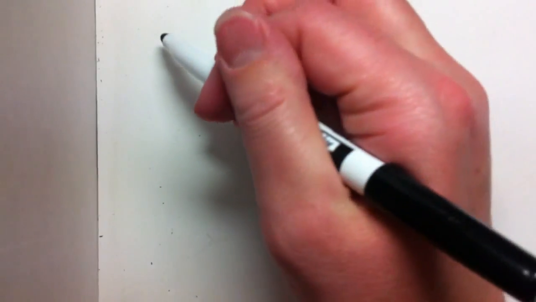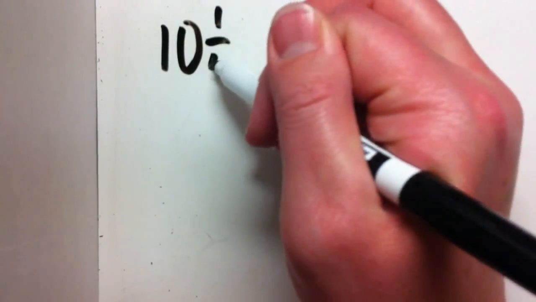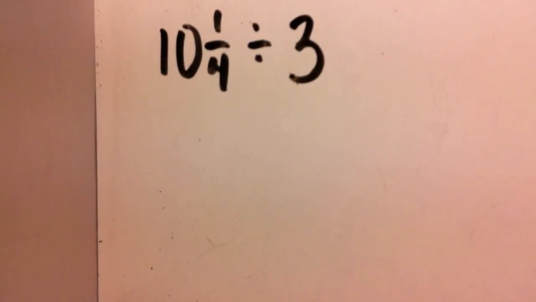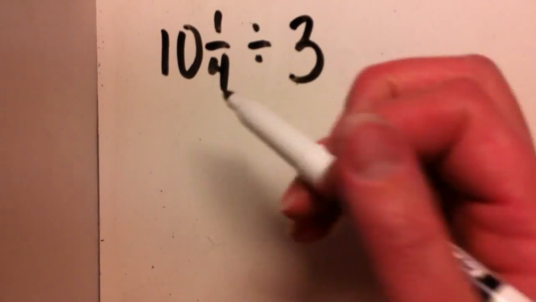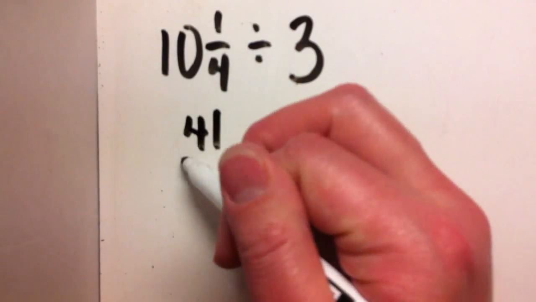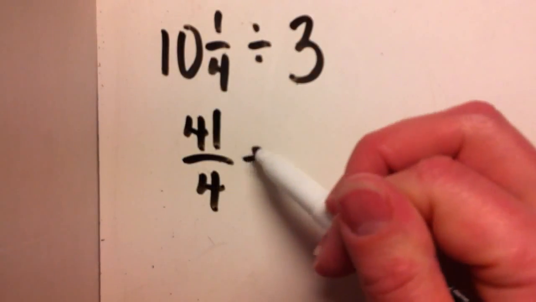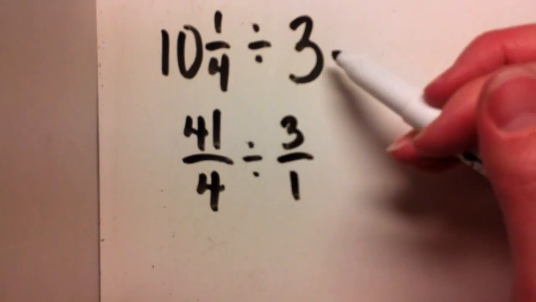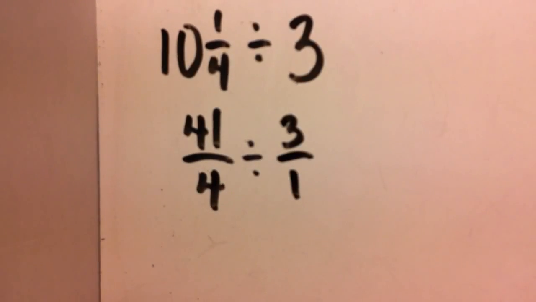Let's do just one more problem. 10 1/4 divided by 3. So again, I threw in a whole number. So 4 times 10 is 40, plus 1 more is 41. So this is 41 over 4. Divided by, this is going to be 3 over 1. Remember, any whole number can always be written over 1.